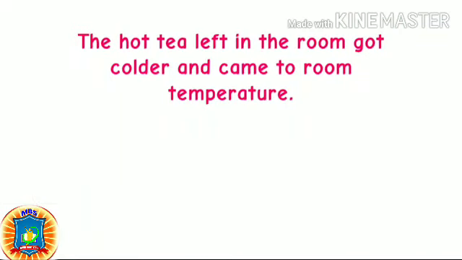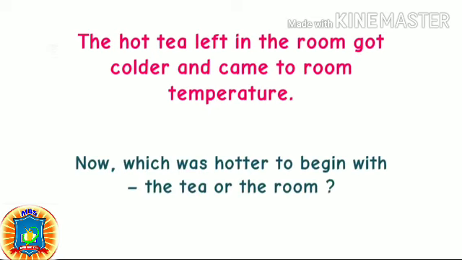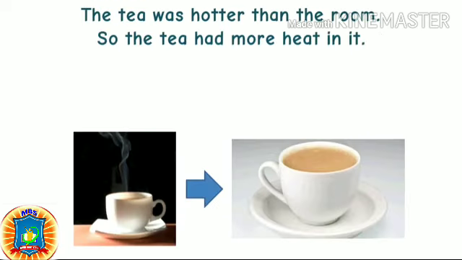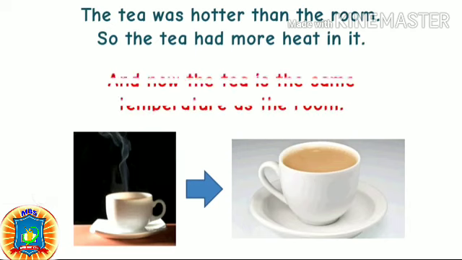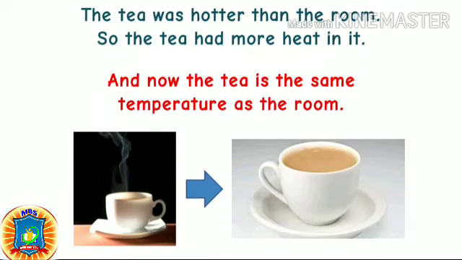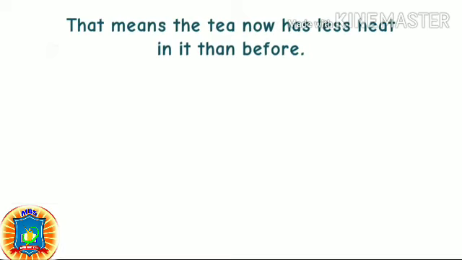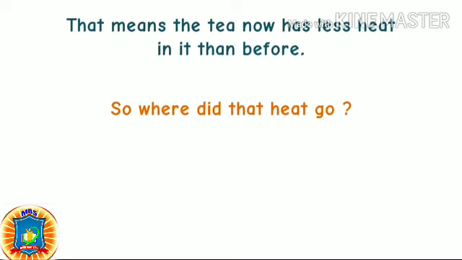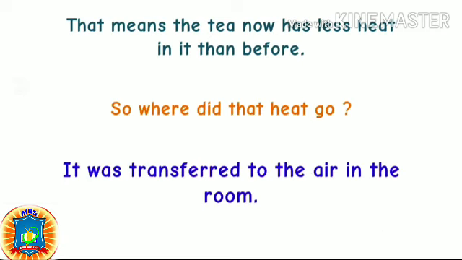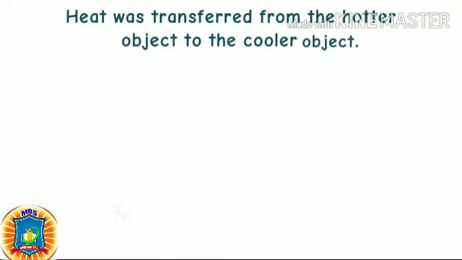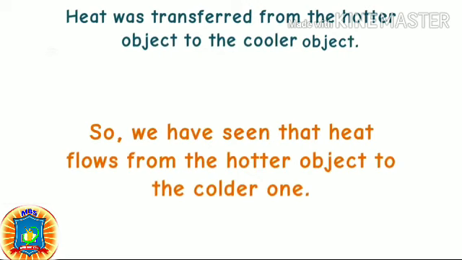The hot tea left in the room got cold and came to the room temperature. Now why? The tea was hotter than the room, so the tea had more heat in it, and now the tea is the same temperature as the room. That means the tea now has less heat in it than before. So where did that heat go? It was transferred to the air in the room. Heat was transferred from the hotter object to the cooler object. So we have seen that heat flows from the hotter object to the colder one.